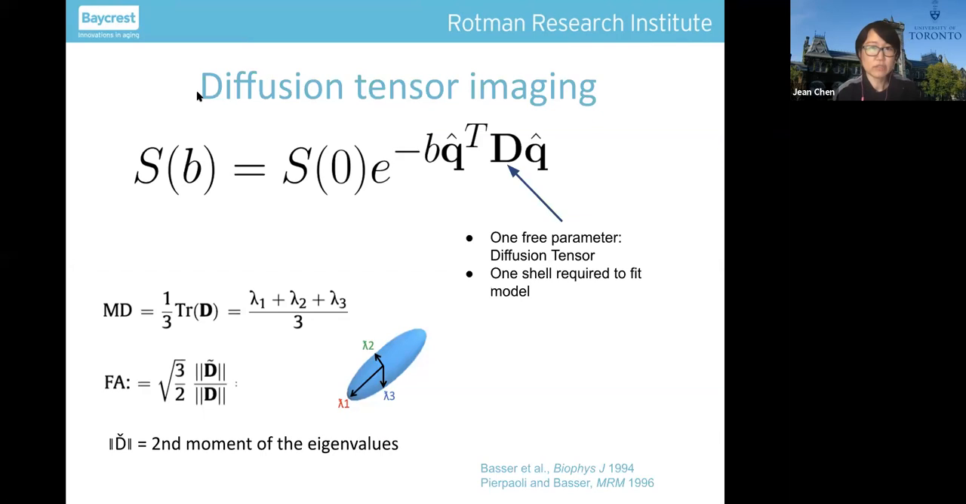So just a reminder of the diffusion tensor model. At a non-zero b-value, we record the signal and we fit it to this exponential model from which we can derive this diffusion tensor. The diffusion tensor is characterized by these eigenvalues and eigenvectors, which are then used in computing mean diffusivity and fractional anisotropy. So here, FA is a function of the second moment of the eigenvalues divided by some form of the mean diffusivity.